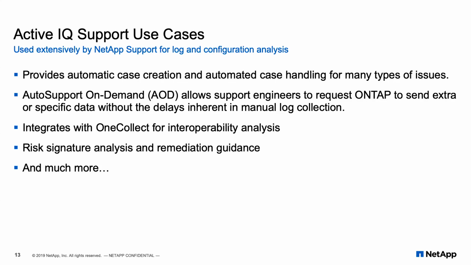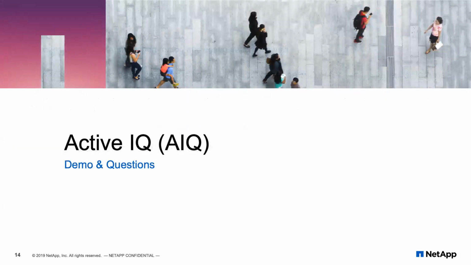This is important because many issues are actually caused by unqualified drivers, firmware, OS patches, and so on when they misbehave. Risk signature analysis leverages machine learning and community wisdom to alert you to known issues you are exposed to and what their impact might be, and even how to fix them. And of course, a lot more than that. So we're going to go ahead and look at a demo of ActiveIQ. Before we do that, do we have any more questions?